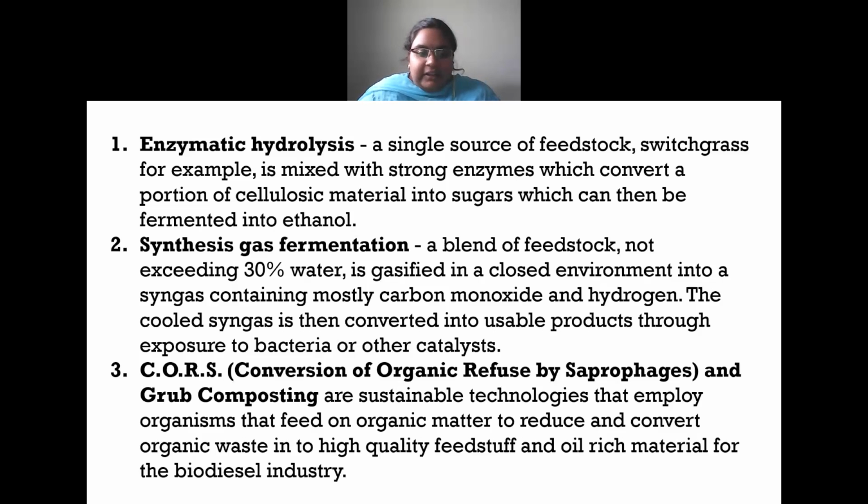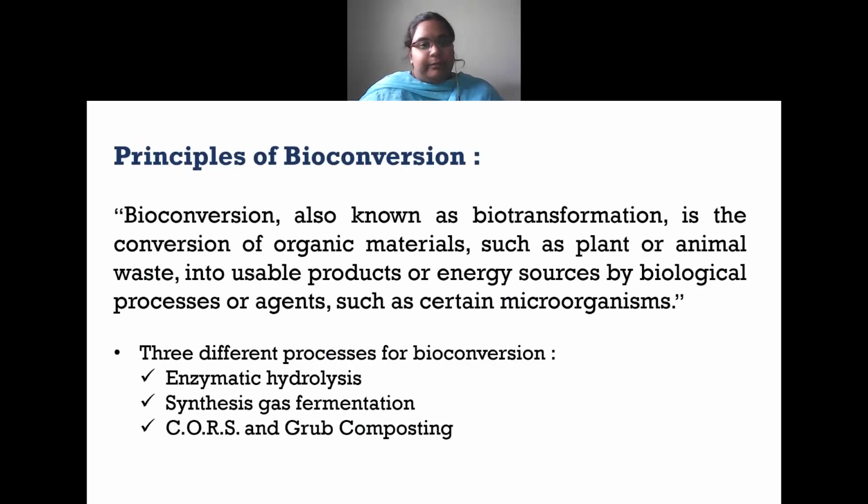CORS and grub composting are suitable technologies that employ organisms that feed on organic matter to reduce and convert organic waste into a high quality feedstuff and oil rich material for the biodiesel industry. So it is a middle, intermediate process. We take the raw material and feed it to some type of insects, and those insects convert this organic material into high quality feedstuff, which can be used in the biodiesel industry. So these are the different techniques in bioconversion.